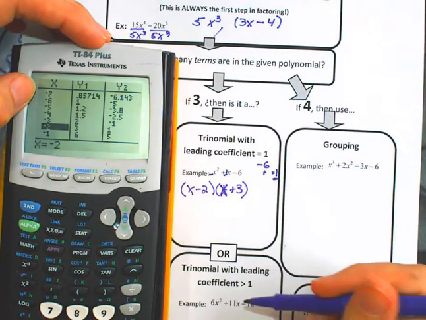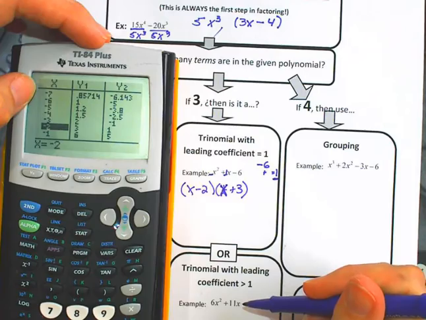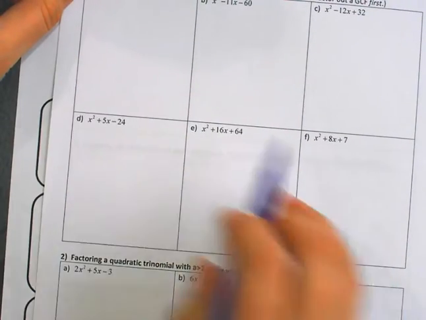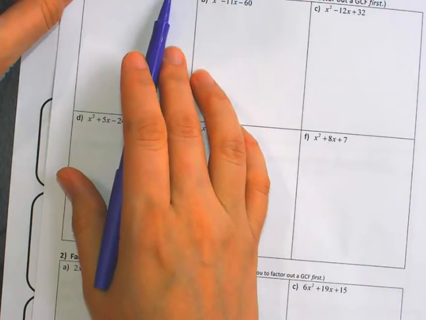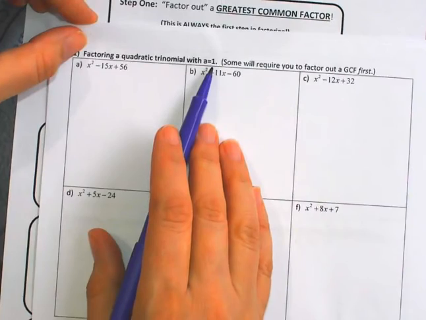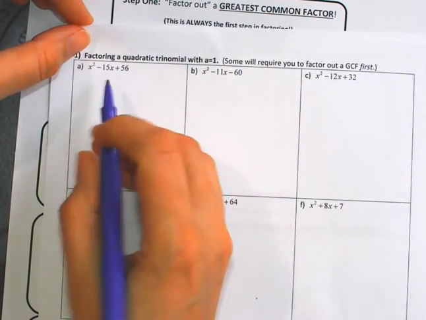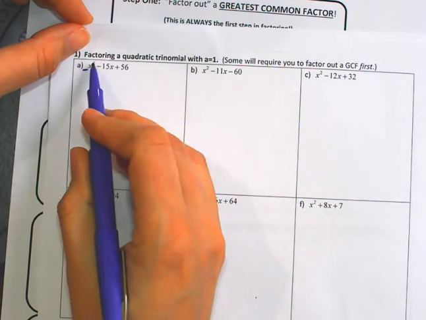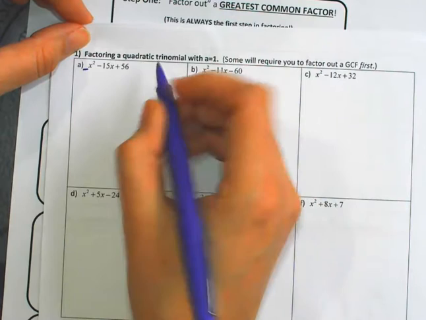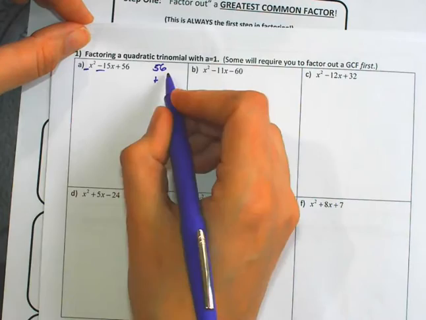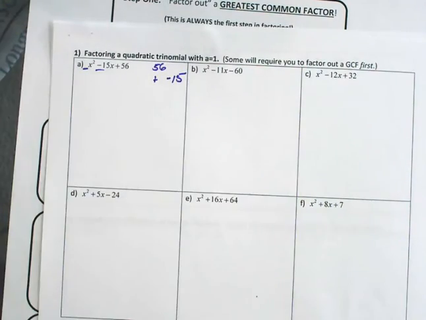Now, ones that have a leading coefficient of 1 are going to be treated a little differently. But what you're going to do at this point is flip the page and do A through F. All of these are quadratic trinomials with leading coefficients of 1. Again, let's do one more. For A, you have a leading coefficient of 1. I have 3 terms, so I know I need factors of 56 that add up to the middle term, which is -15. The calculator will do this for you.